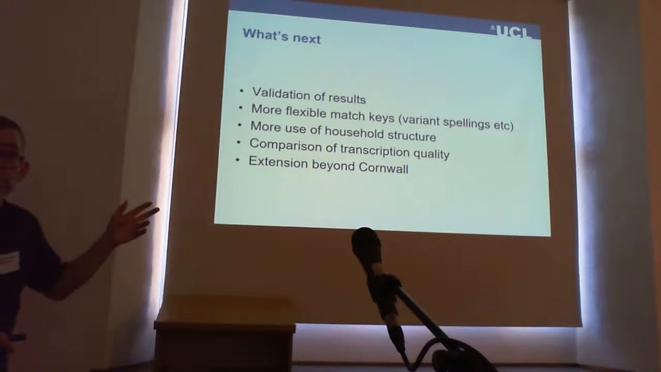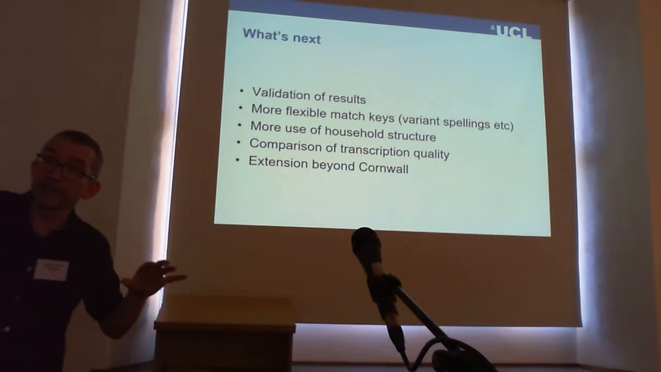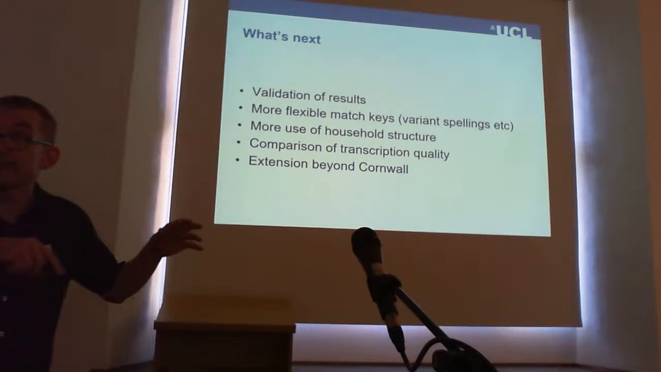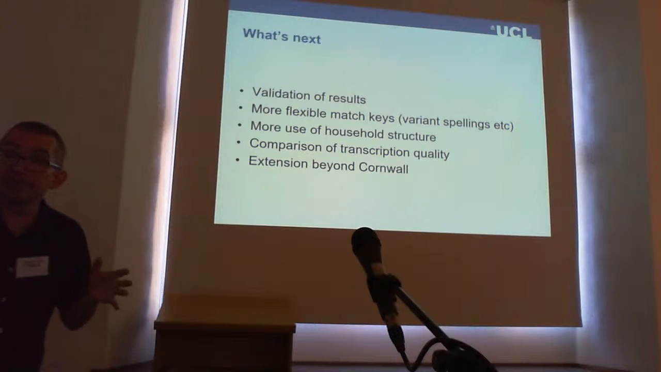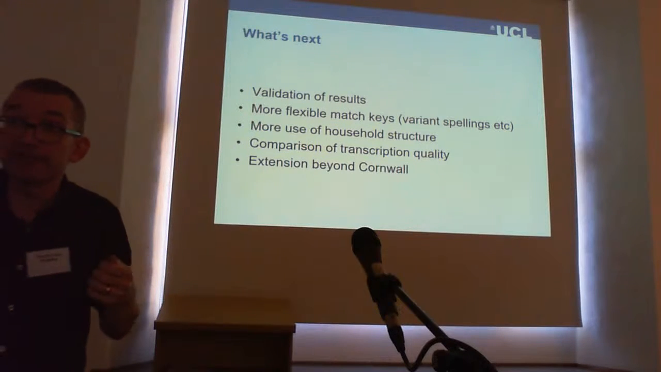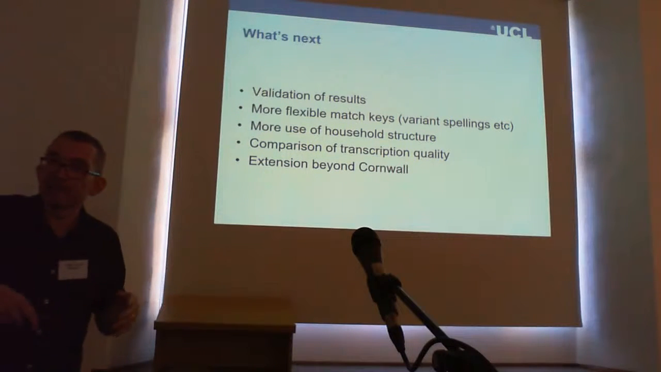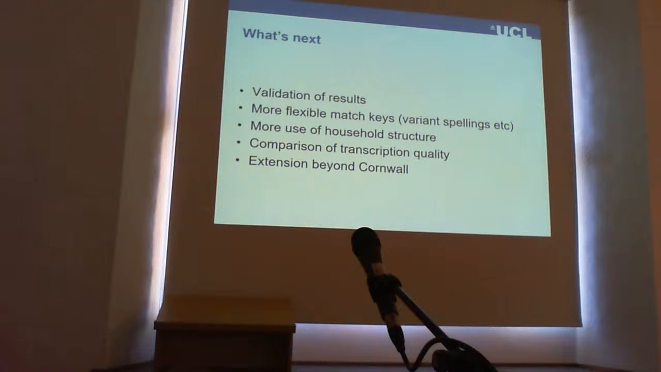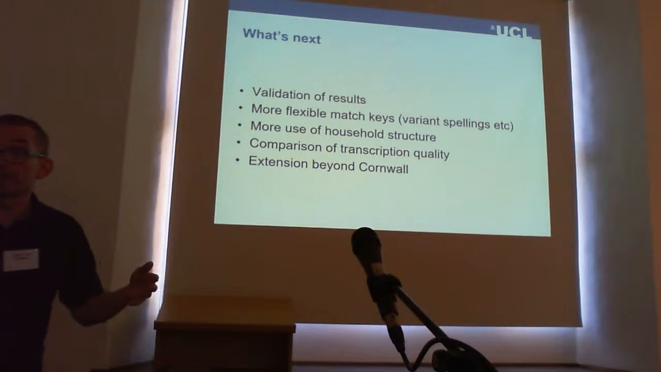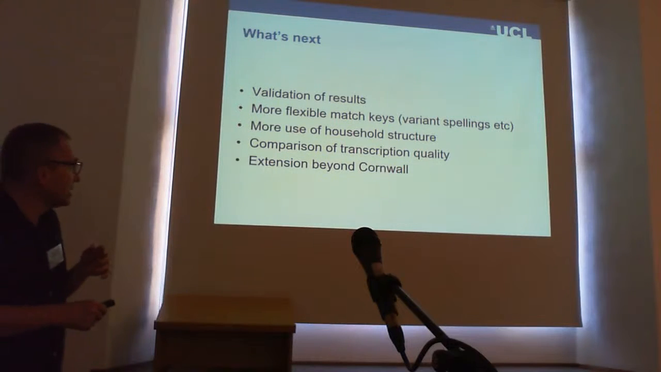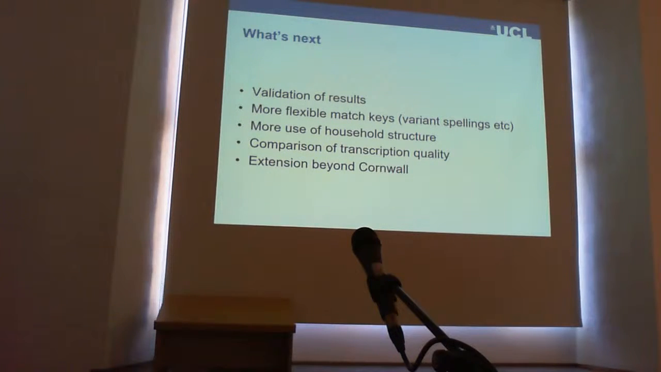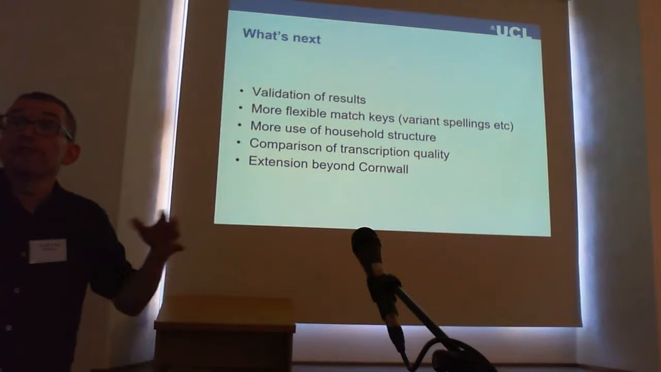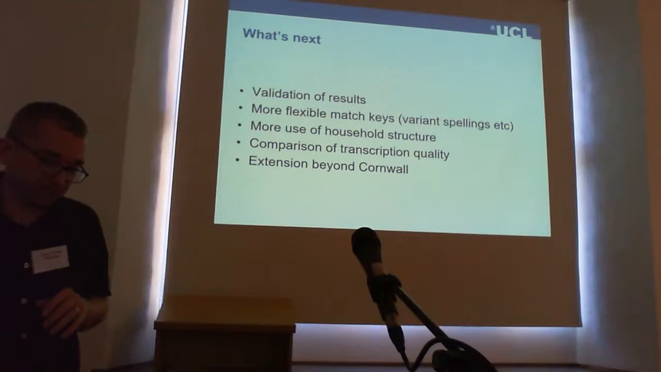Comparison of transcription quality. I've done some very early looking at the differences between FreeCEN and the ISEM dataset that I mentioned right at the beginning. It's a bit hard to do because in ISEM you don't get name and address, but you do get enumeration district, dwelling number, schedule number, all that sort of thing. So you can match these up. Do they have the same level of transcription? Do the same sorts of errors occur? And finally, extending this beyond Cornwall, ultimately to all of the FreeCEN data that we've got.